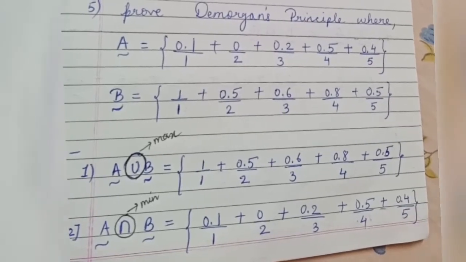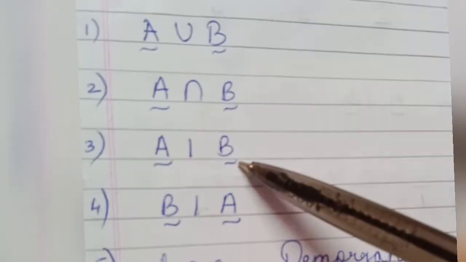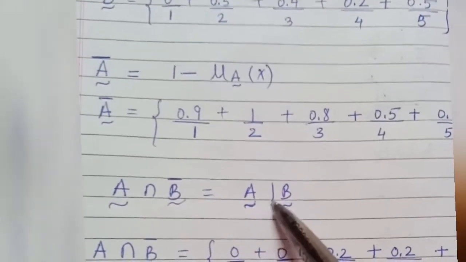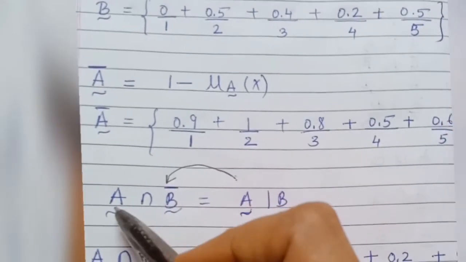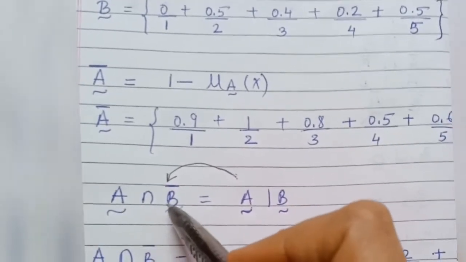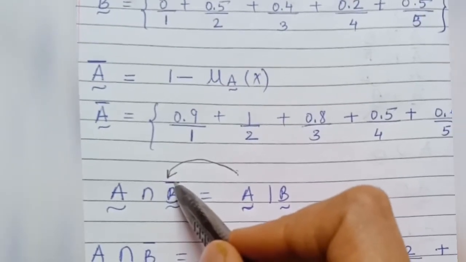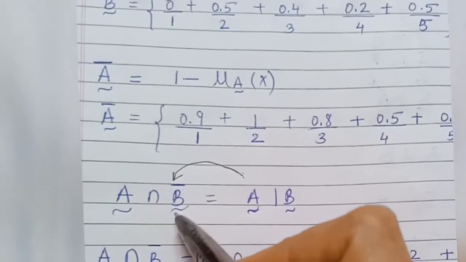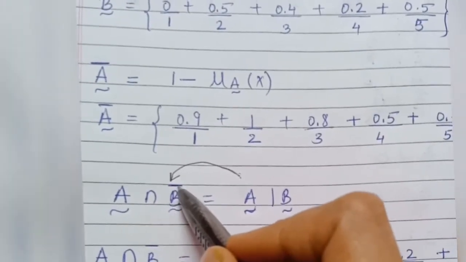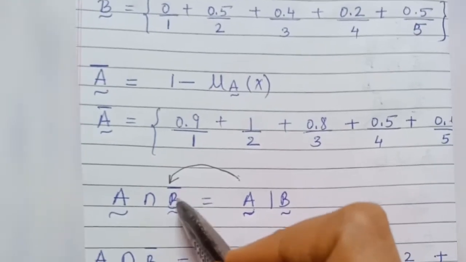Now let's move on to the third one, that is A difference B. To calculate A difference B, we need the formula, that is fuzzy set A intersection fuzzy set B complement. This bar indicates complement. If you have watched my previous video, you will know what this bar sign is. This bar indicates complement, fuzzy set B complement.